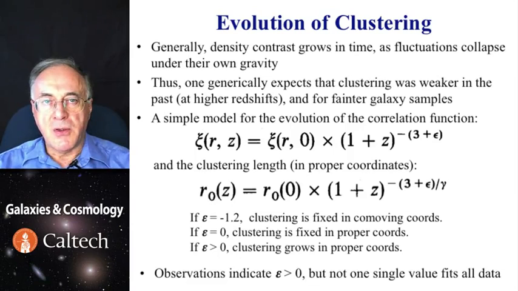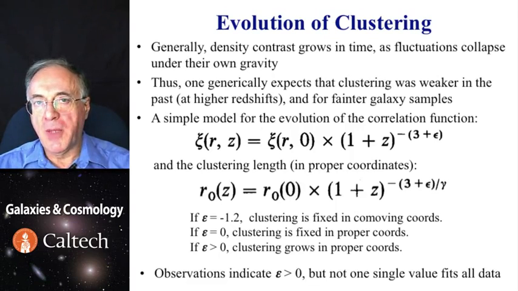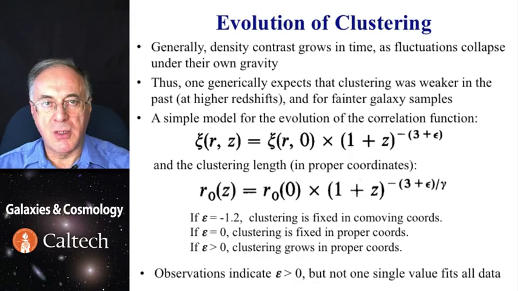A way to quantify this is to follow the two-point correlation function. And a simple model is shown here. It changes the amplitude of the correlation function as some power of the expansion factor, 1 plus z. And it's written in the following form. So different values of this parameter epsilon correspond to different types of clustering evolution, as indicated here. If epsilon is equal to minus 1.2, then the clustering is fixed in comoving coordinates. It doesn't change, it just expands.